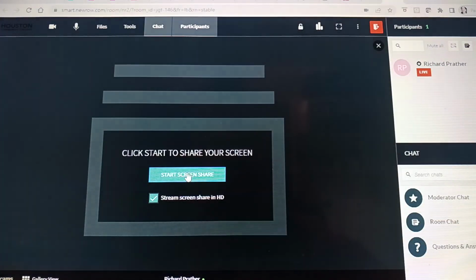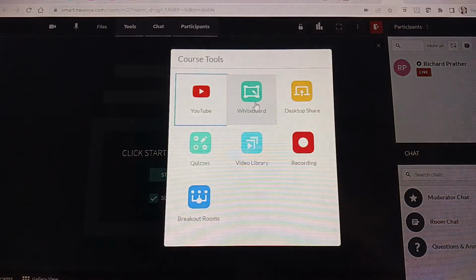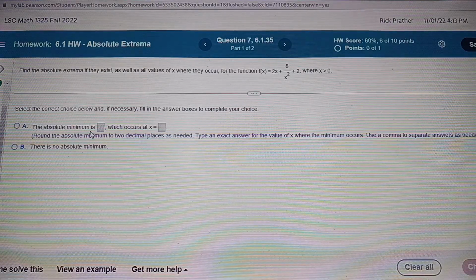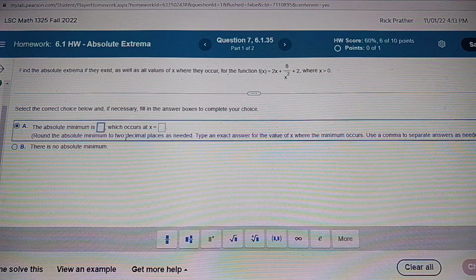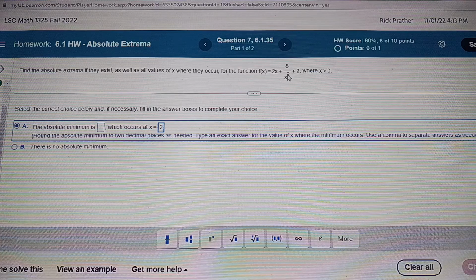So 2 is the absolute minimum. Well, actually not 2. X equals 2 is the location of it. So I need to plug 2 into the original function to figure out what the value of it is. 2 squared is 4. 8 divided by 4 is 2. 2 plus 2 is 4. And 2 times 2 is 4. So 4 plus 4. There would be an absolute minimum of 8 at x equals 2.